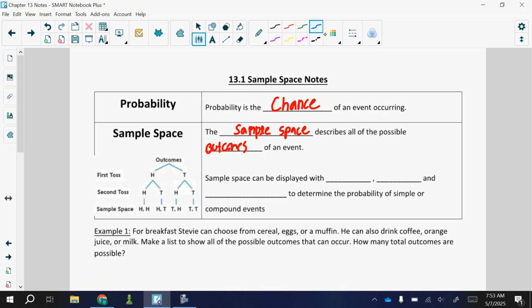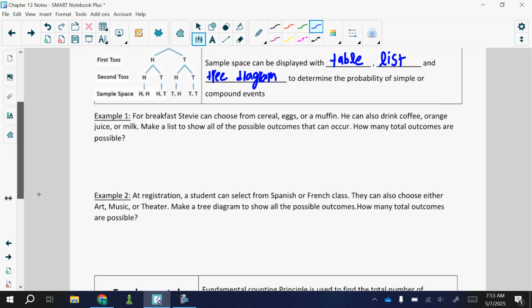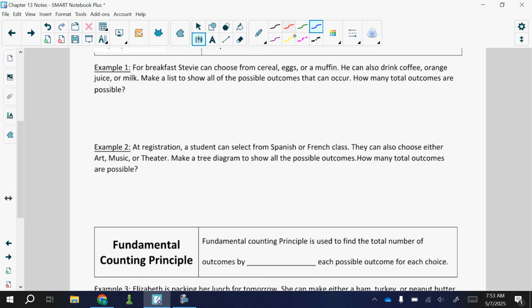Okay, so sample space can be displayed with a table or a list and or a tree diagram to determine the probability of simple or compound events. So that's all put in a pretty formal way. When we take a look at an example, it might become a little more clear.